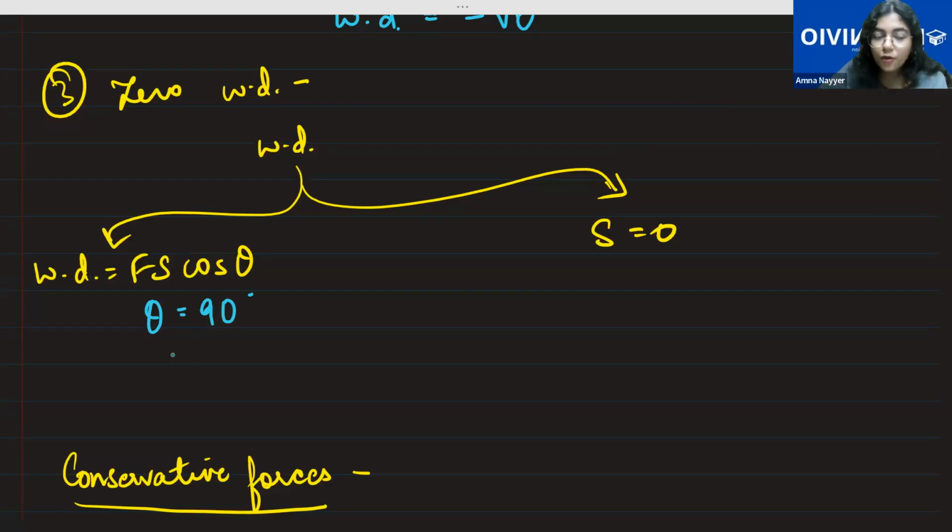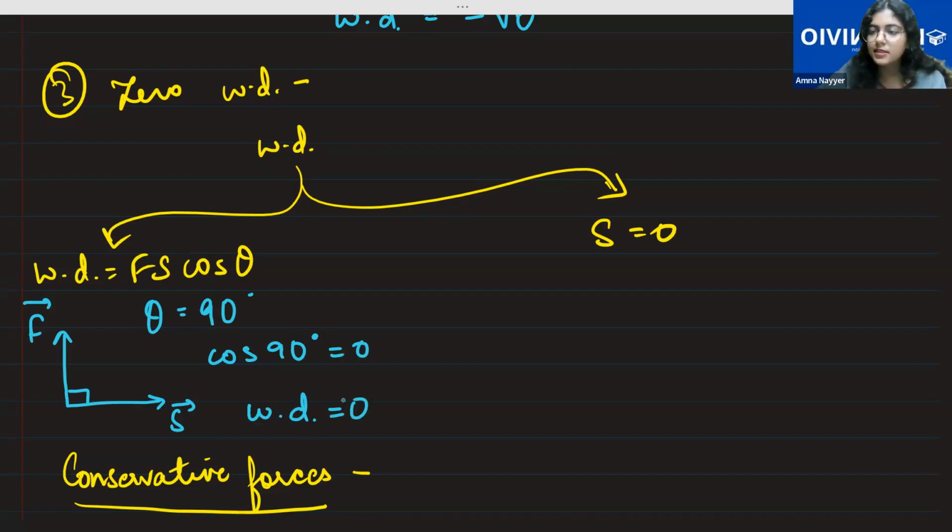Okay. So if force and displacement are perpendicular to each other, this is the force, this is the displacement, and they are perpendicular, so cos 90 degrees is 0. You get the work done as 0.